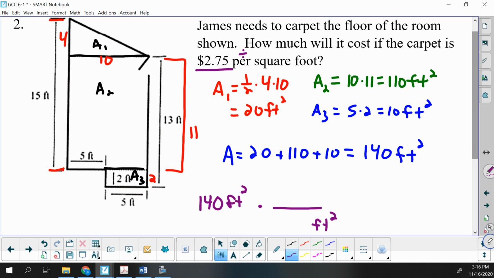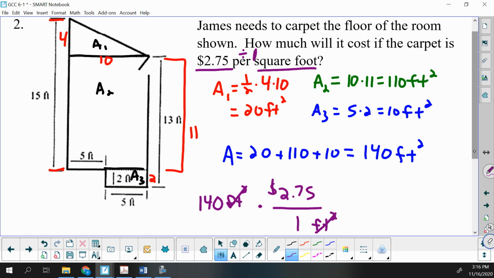Well, it told us we're going to do $2.75 per square foot. Well, per 1 square foot means we're working with 1 there. So we're going to have 1 foot squared on the bottom, and we'll have $2.75 on top. Well, a feet squared is on top, a feet squared is on bottom. So if we multiply this now, we will end up getting a dollars amount.